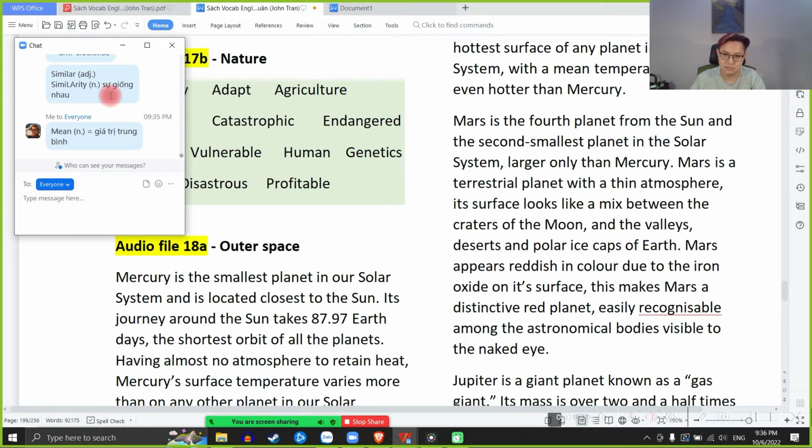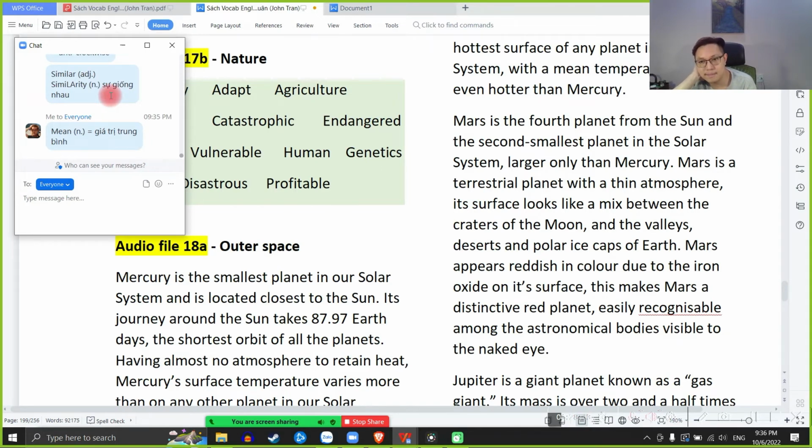Mars is a terrestrial planet with a thin atmosphere. With a thin, thào thè lưỡi. Thin atmosphere.